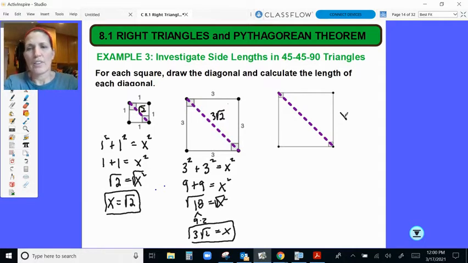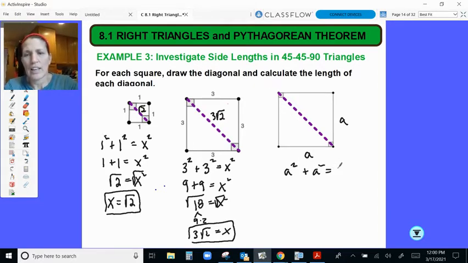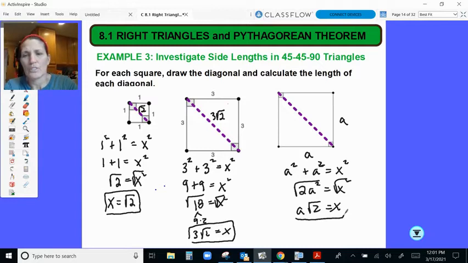So what if we just have some length of x on each side? Actually, instead of x, because we're using x for the hypotenuse, I'm going to call this side a. If we have a squared plus a squared, that's going to give us x squared, our hypotenuse squared. This becomes 2a squared equals x squared. I'll take the square root of each side. The square root of a squared is a, and the square root of 2 stays inside. So it's a square root of 2.